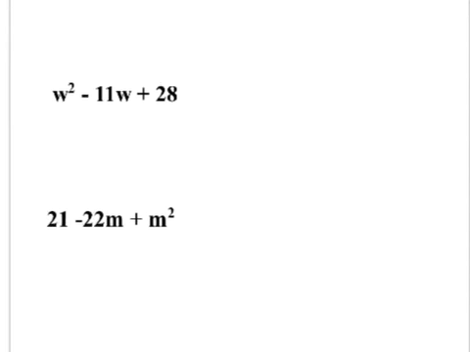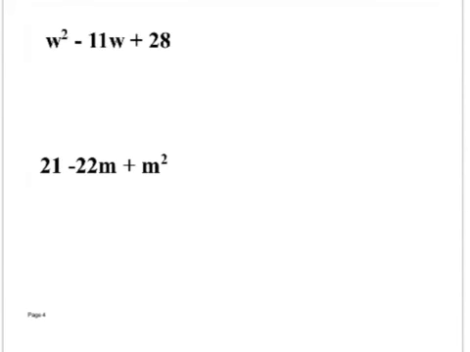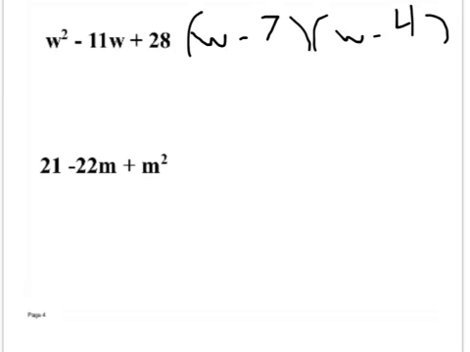Alright, write these down. w squared minus 11w plus 28. B is negative, C is positive, so they both have to be negative, right? 7 and 4. Is he right? Yeah. 7 and 4? Looks right to me. Good job, Shane. If you're not for sure, FOIL it and see if he's right.